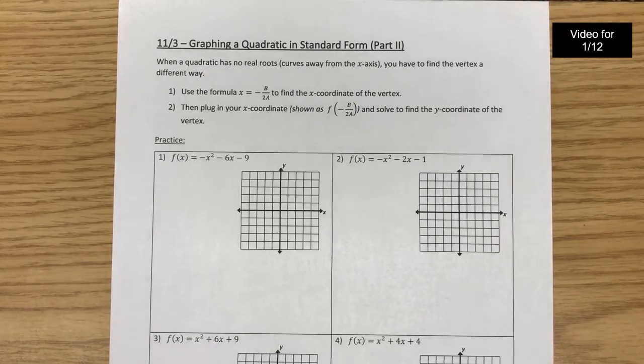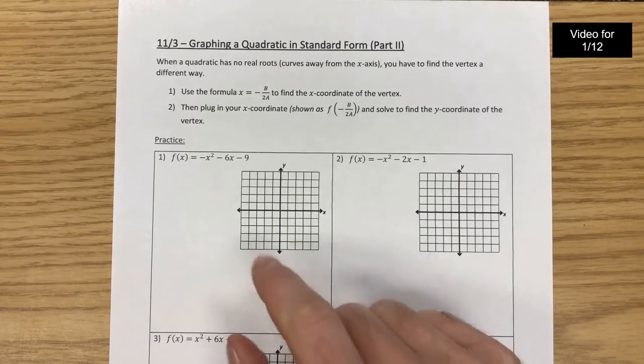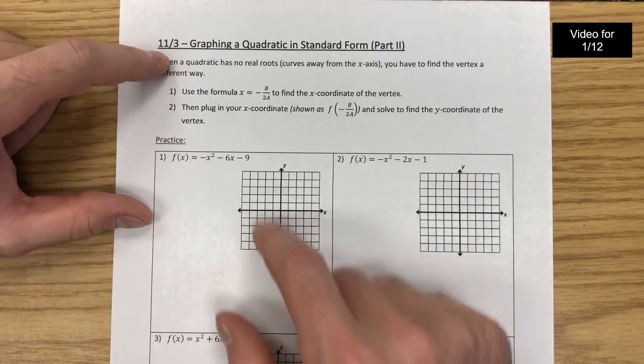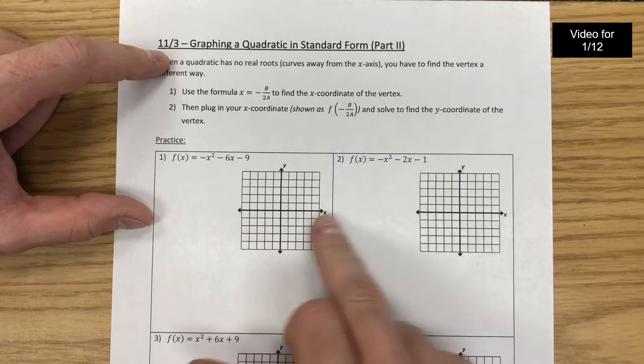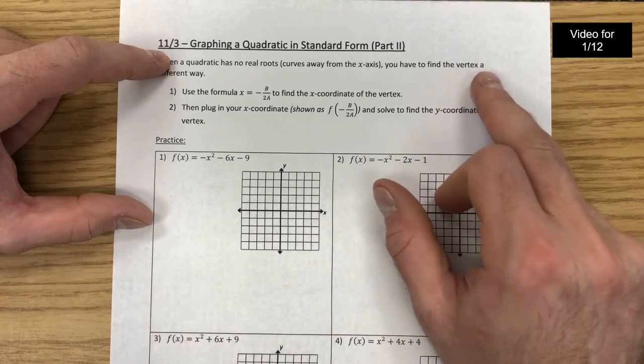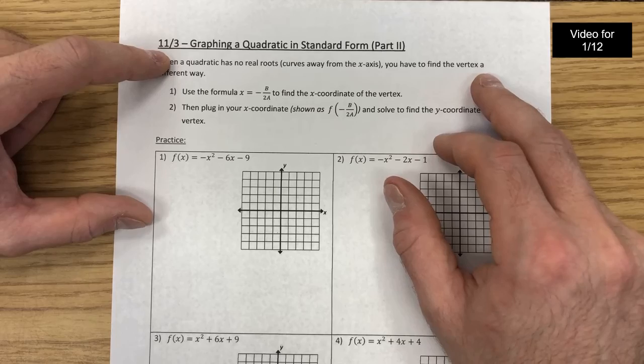So today what we're going to be doing is graphing a quadratic in standard form. Again, but in this case, the quadratics aren't going to be as friendly to graphing as they were last time. This is going to be when we have a quadratic that doesn't have any real roots, which means it's going to curve away from the axis and never actually touch it. This means we're going to have to find the vertex using a different method.